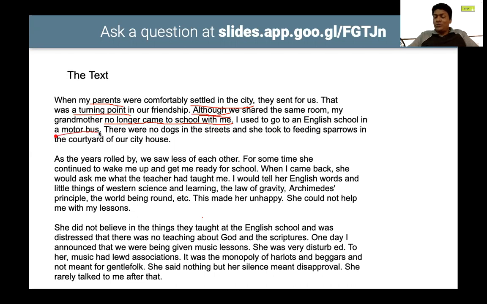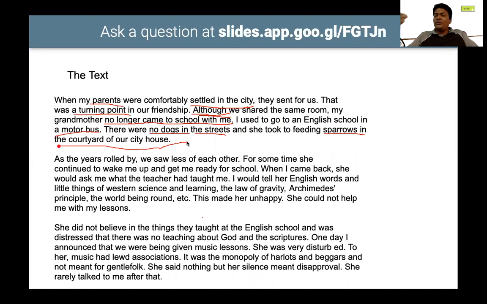Here, the transportation mode was available, so that's why he was going in a motor bus, and there were no dogs also in the streets, and she took to feeding sparrows. As the ducks were there in the village, and here we find out that dogs were not there in the streets. So that's why she fed sparrows in the courtyard of our city house.